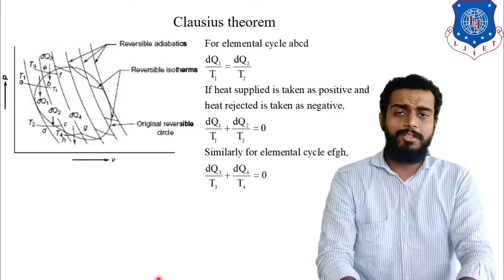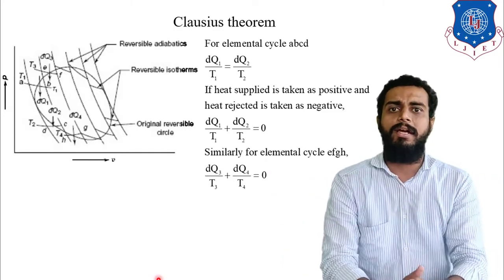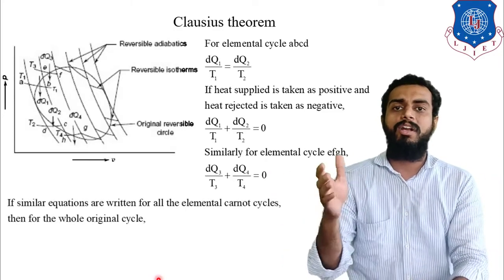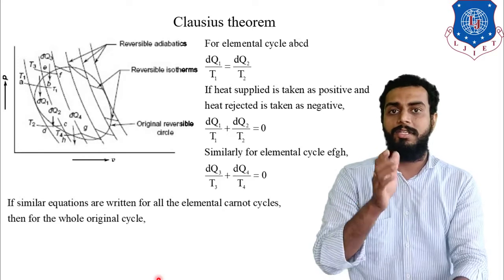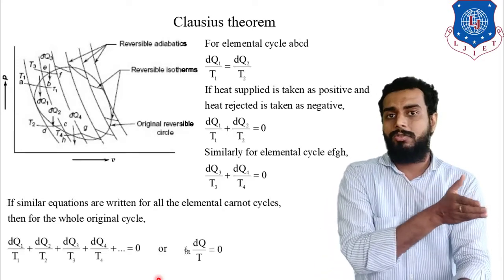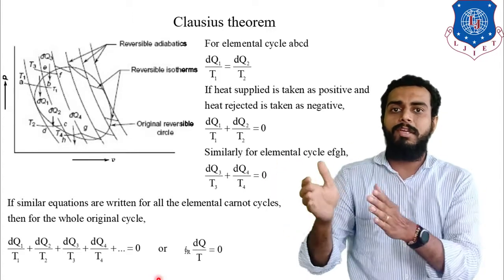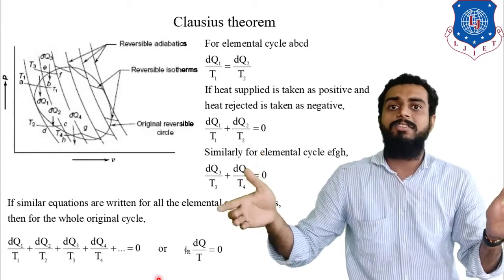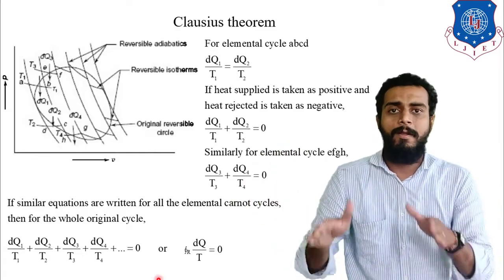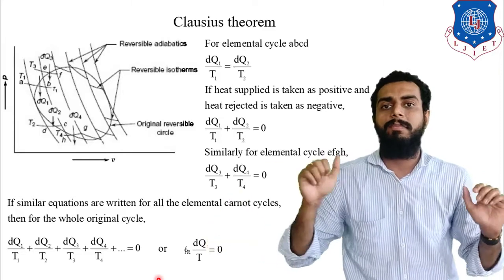Now that means what, students? If I combine all the cycles together, then I can write dq1 by T1 plus dq2 by T2 plus dq3 by T3 plus dq4 by T4 plus so on and so on, and that will be equivalent to 0. This equation will be as lengthy as you want to keep it, because the more strips you provide, the lengthier your equation will become.